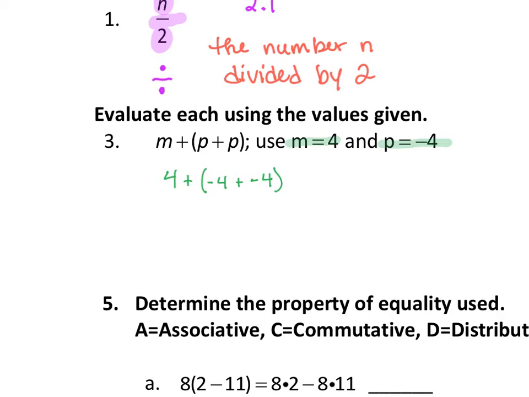So let's go ahead and use our order of operations now. I want to do everything inside those parentheses. So negative 4 plus negative 4 would create a negative 8. And now there's nothing else to do inside the parentheses, so I can ignore the parentheses. 4 plus negative 8 will leave me with a negative 4. That problem has a lot of 4s in it.